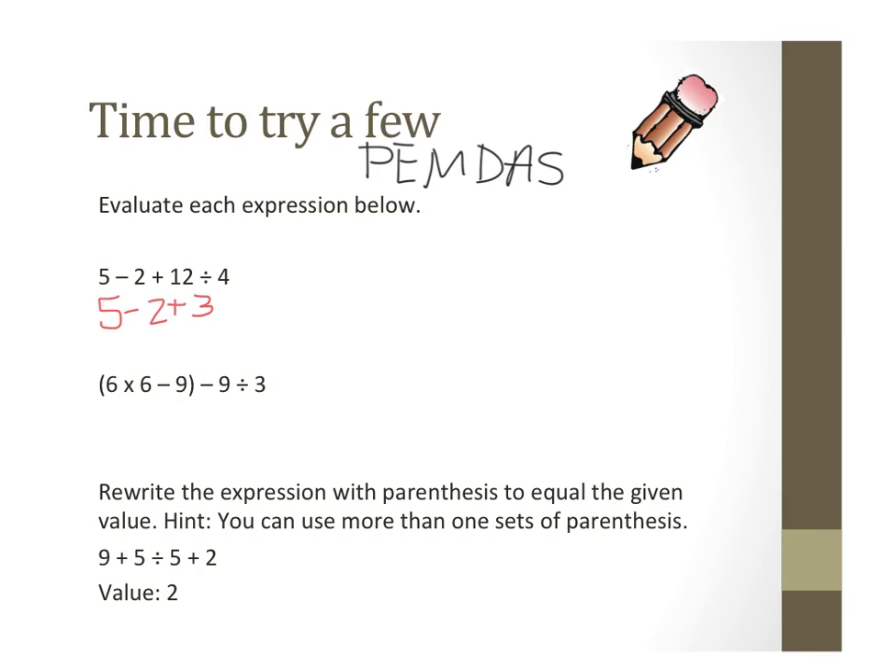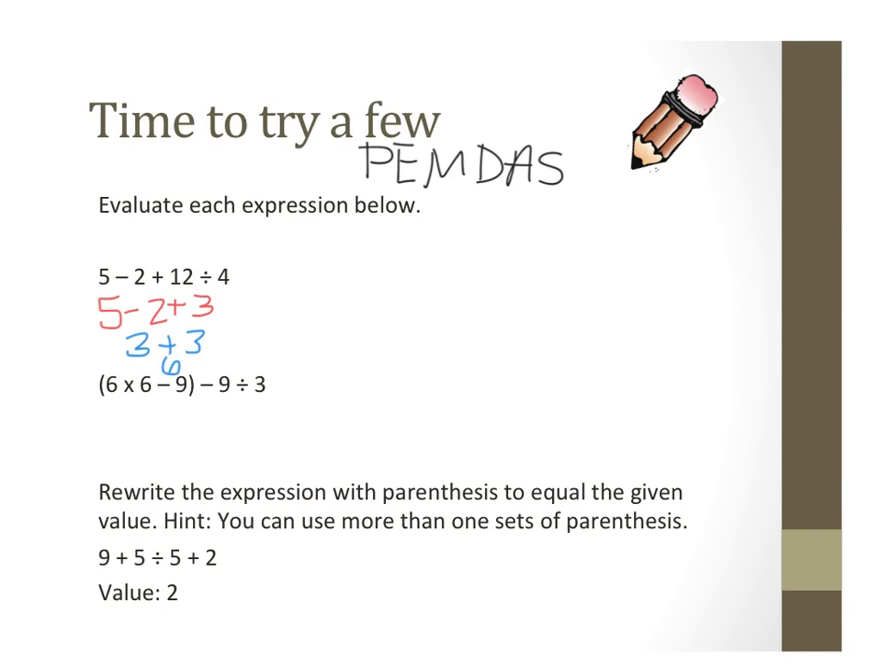Now, I don't have any other multiplication or division. I do have addition and subtraction. Remember, I want to do that from left to right. So even though the A comes first in PEMDAS, subtraction is on the left. Addition is on the right, so I'm going to do subtraction first. 5 minus 2 is 3, plus 3. Our final value for this expression is 6. I hope you got it right.